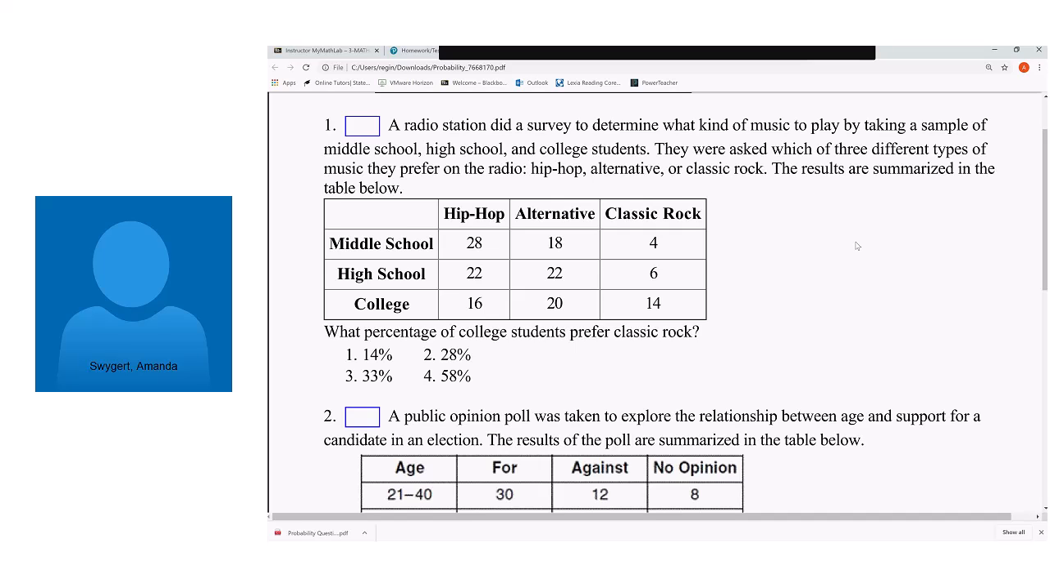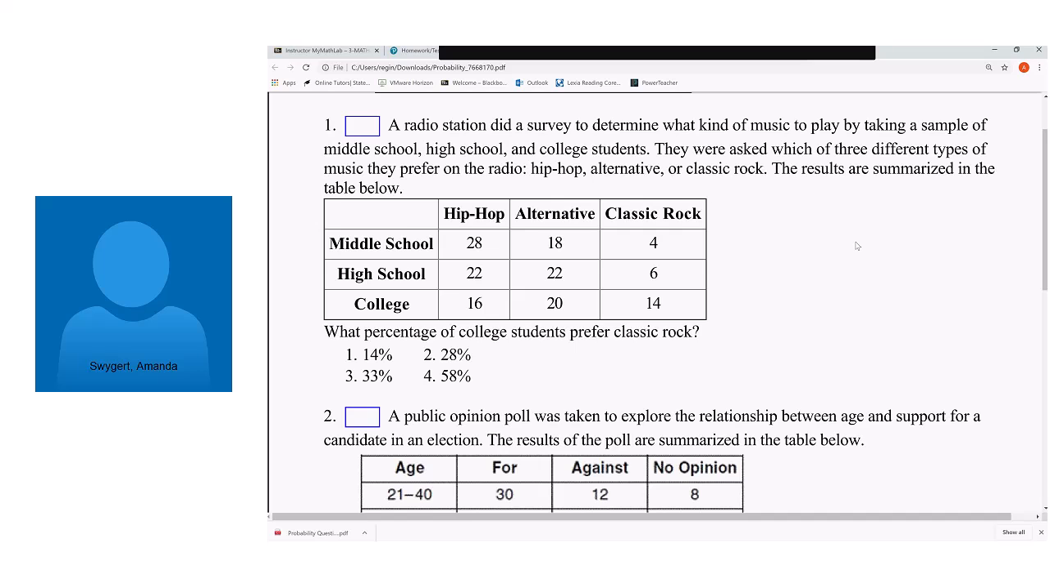Now that's just reading the chart. Let's go to the actual question. What percentage of college students prefer classic rock? Notice they're asking me for percentage. But in my tips that I gave you, what did I say is the easiest to answer with first? Fractions. Good. So I'm not going to worry about the percentage yet. We're just going to figure out the fractional answer, and then we'll convert it. They're only asking about the college students.